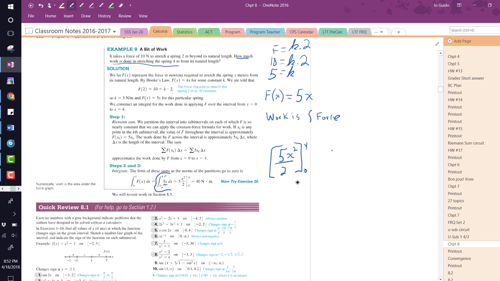That ends up being 40 newtons times meters, which I think is a unit called a joule. But that's a question you could actually ask Brad. This kind of a work question is not nearly as complicated as it seems when you first look at it. You just have to find that force constant and then the integral of force is work.